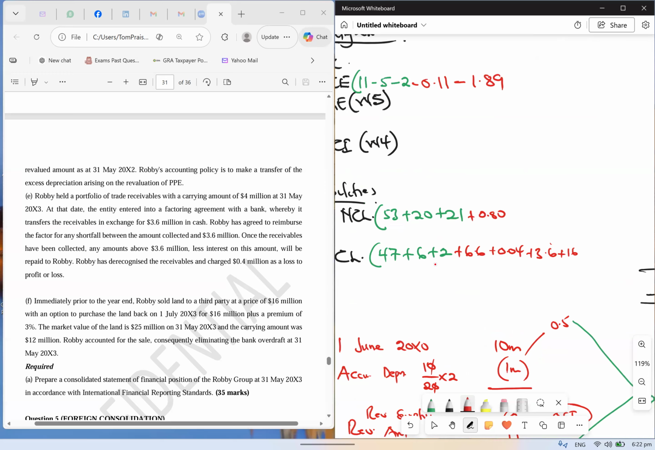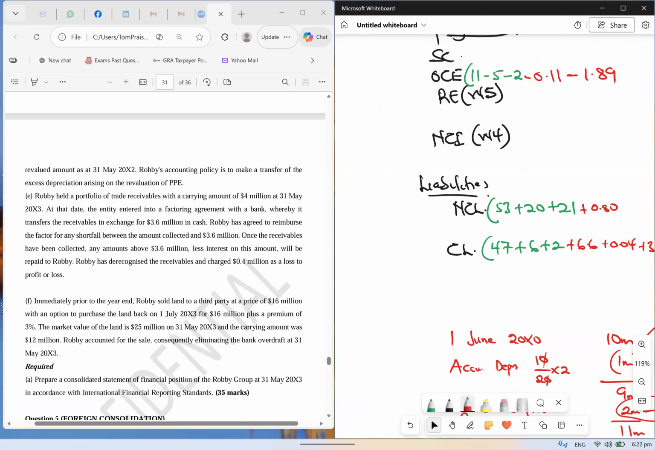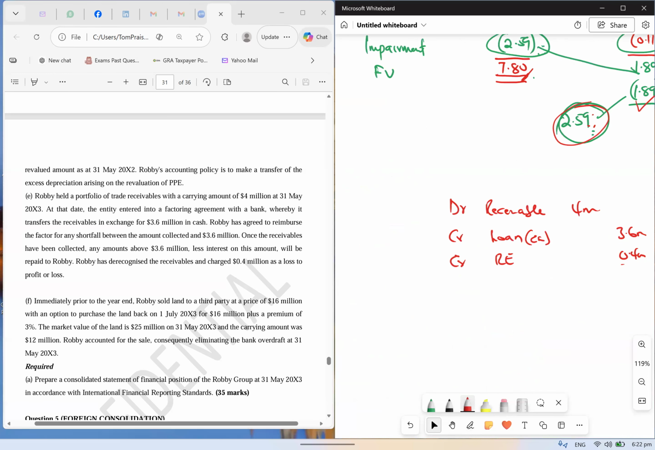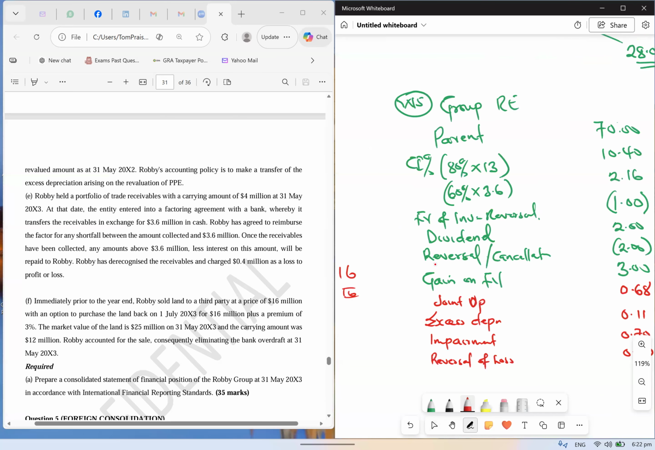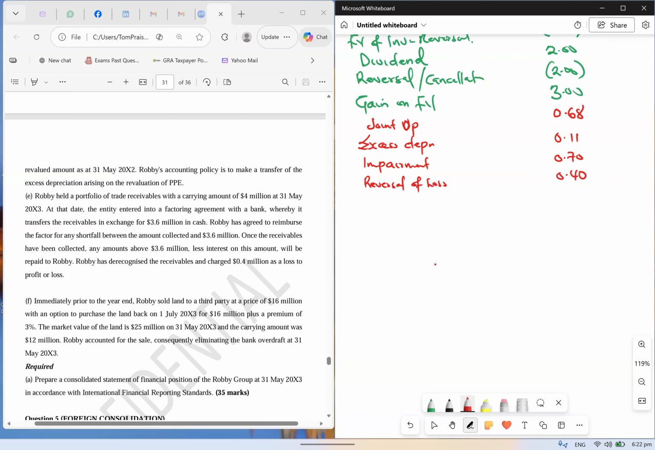Okay, then the difference of all retained earnings should also be done in the retained earnings. So where is our retained earnings? Retained earnings. So that one too is a reversal of a gain. So minus 4.